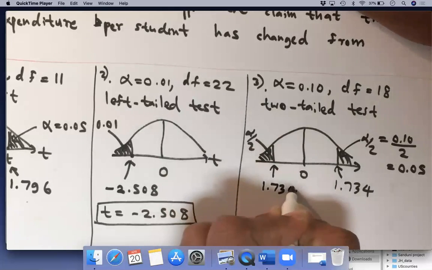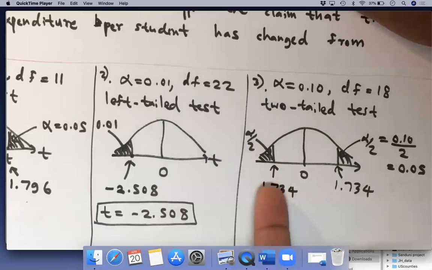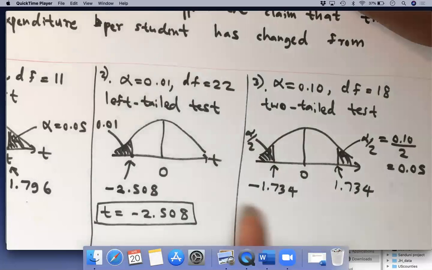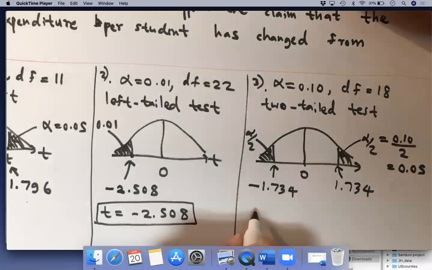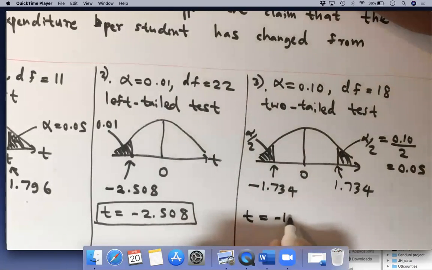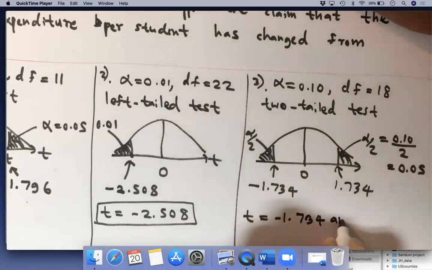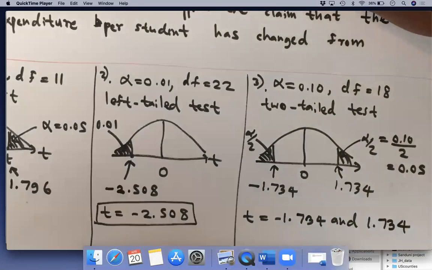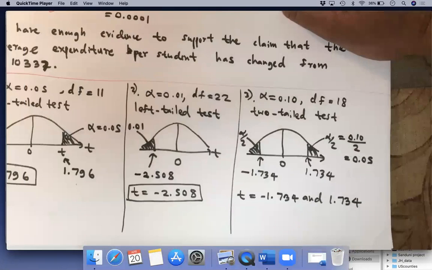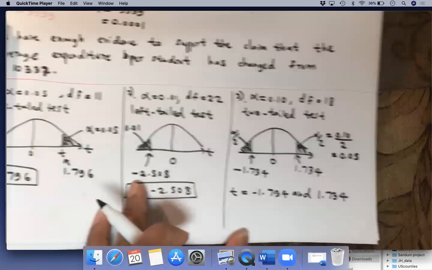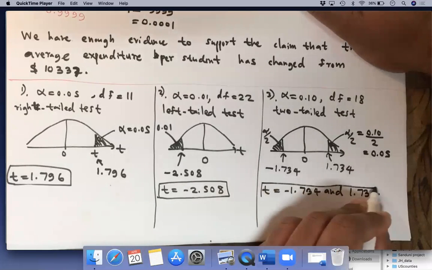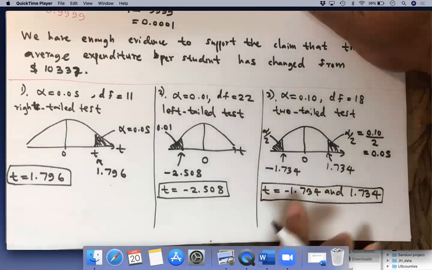It will be the same as the right sided one, but you have to remember if it's the left side, you have to put a negative sign. So in the third case, we have two critical values. What are those values? Negative 1.734 and positive 1.734. Okay. These are my two critical values for the third example.